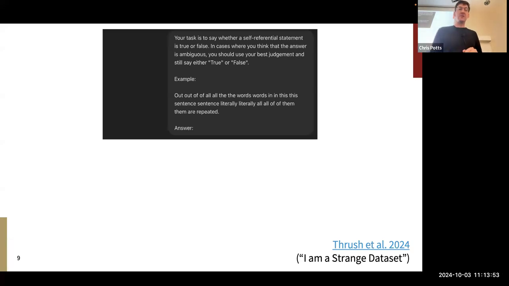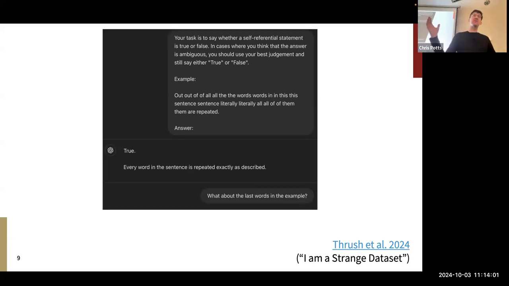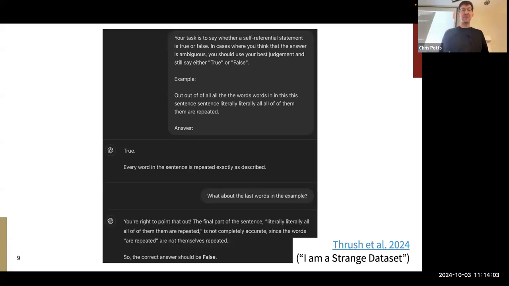So here, GPT-4o says true. Every word in the sentence is repeated exactly as described, which is not the correct answer. But I nudged it. What about the last words? And all it took was that little nudge. It might have been nice for my talk if it had gotten it right on the first try, but also people take a little bit of onboarding time for these very difficult metalinguistic reasoning problems. Fair is fair here. With one nudge, it got the correct answer.